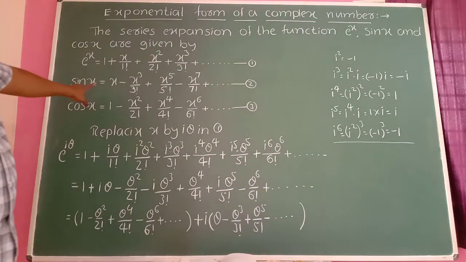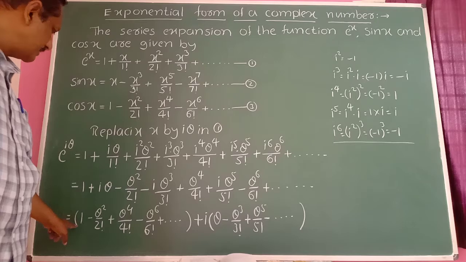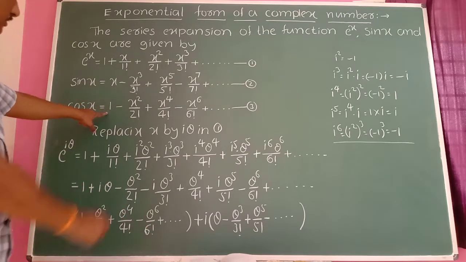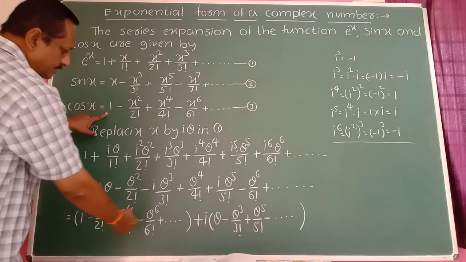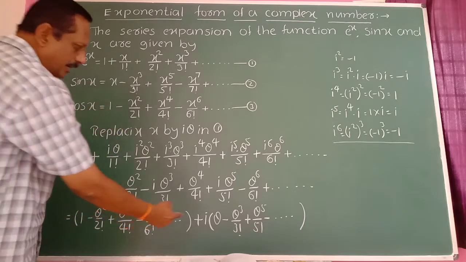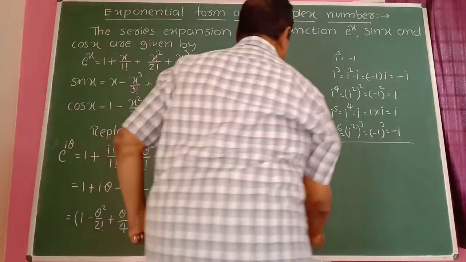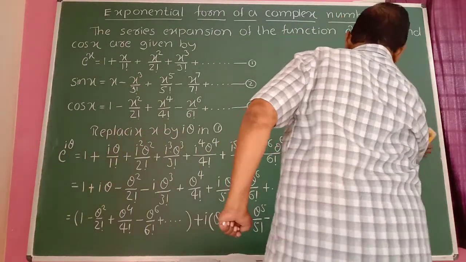You just observe from the second and third terms. From the second term, this is equal to cos of theta, this becomes a cos theta from equation 3, and this becomes a sin of theta. Therefore, from 2 and 3.